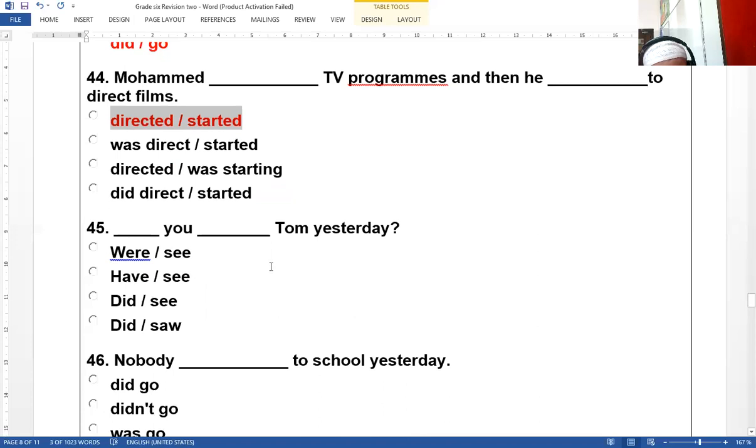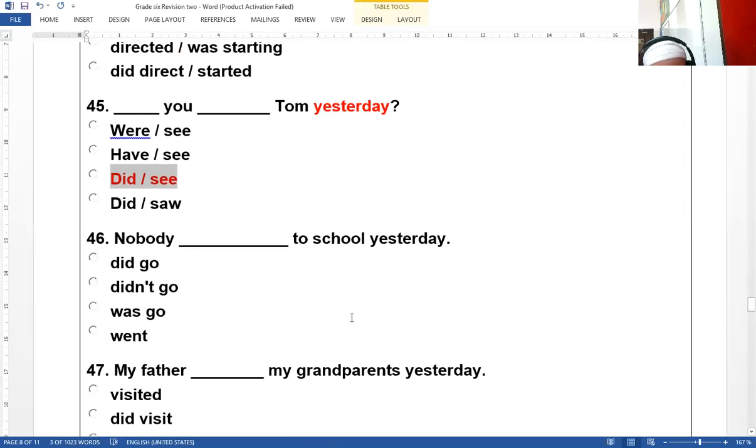Number 45, you told me yesterday. No, just a minute. This is a question in the past. Did you? Did you see? This is the answer, because not two pasts, only one. Excellent. Nobody went to school yesterday. It's yesterday, went, because this is the past.